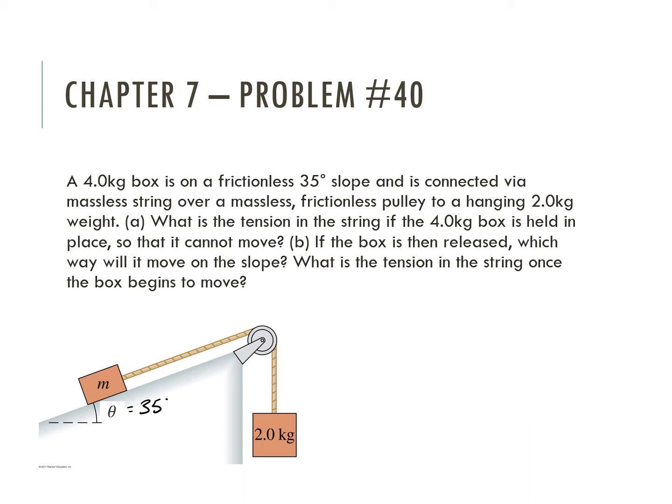I want you to go through. For part A, we are holding this mass on the incline in place. In part B, we're going to let it go and see which direction stuff moves. So go ahead and draw, in general, the free body diagram for both of the blocks, but don't go through and solve for A or B yet.